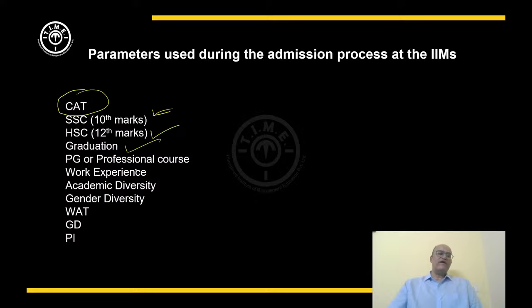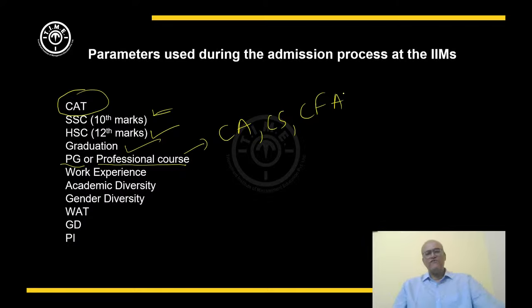Then there are some IIMs which give a small amount of weightage to those people who have done their masters, who have done their post-graduation. Some IIMs also give weightage to professional courses that you may have pursued. Now, what exactly do we mean by professional course? Professional course could mean chartered accountancy, company secretary, or those who have done their CFA, CMA, and so on. These programs will be considered as professional courses by the IIMs.